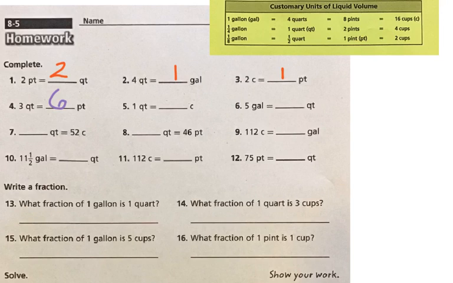When you look at number 7, it asks you how many quarts are equal to 52 cups. And if you go up to your chart, you can see that there are 4 cups in 1 quart. So I need to take my 52 cups, and in order to figure out how many quarts there are in 52 cups, I need to divide it by 4.